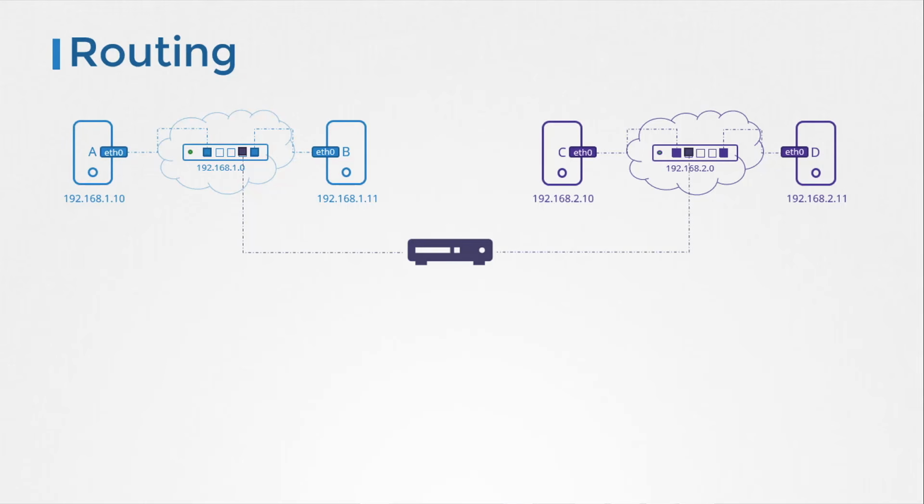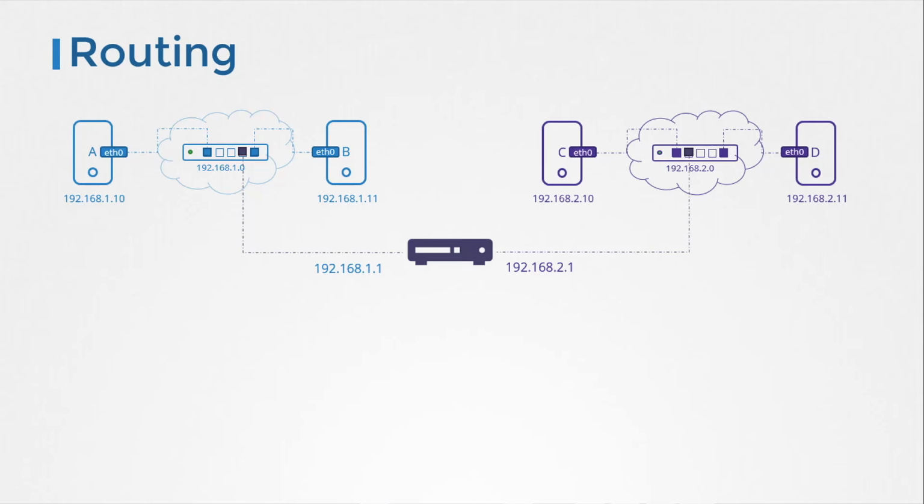Since it connects to the two separate networks, it gets two IPs assigned, one on each network. In the first network, we assign it an IP address 192.168.1.1, and in the second, we assign it an IP 192.168.2.1. Now we have a router connected to the two networks that can enable communication between them.